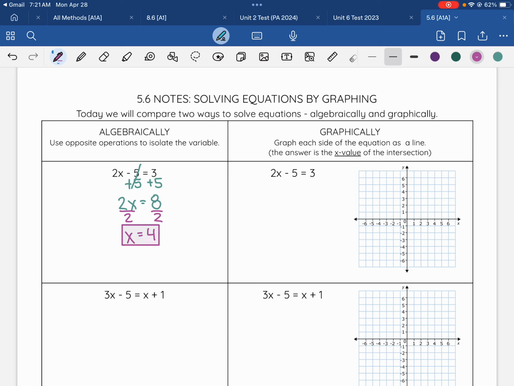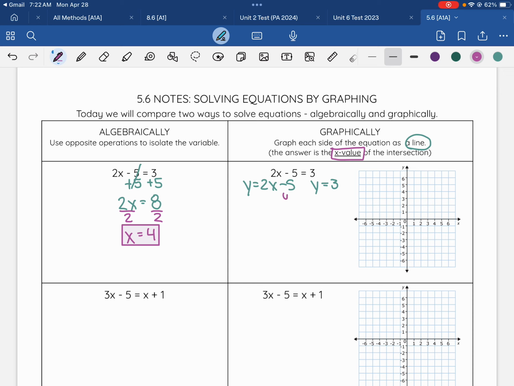Now, this might be an example that's easier by using algebra than graphing, but I'm using it as an example because we know the answer is 4. So I'm going to use that to show you how the graphing works. When you want to graph it, you graph each side of the equation as a line. So for example, y equals 2x minus 5 and y equals 3. Now, when I graph these, I'm only worried about what the x value of the intersection is, because I'm trying to solve for x, not y, not x and y, just x. Then I'm just going to graph these two lines.